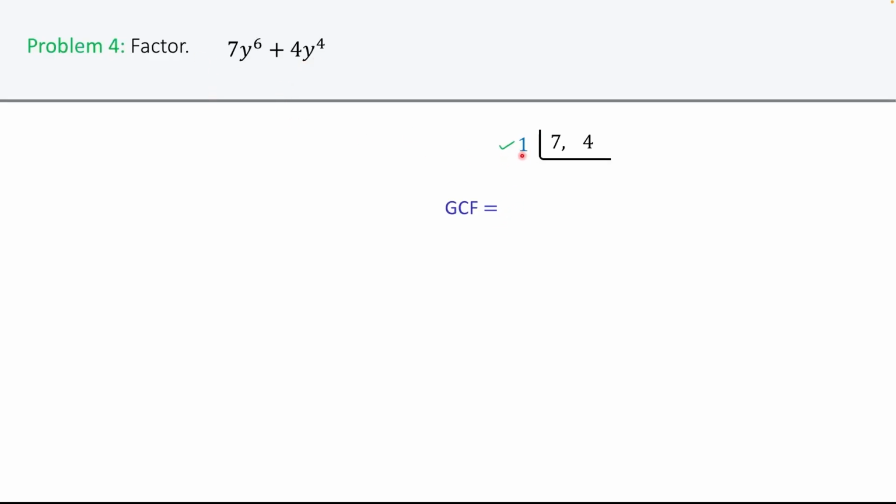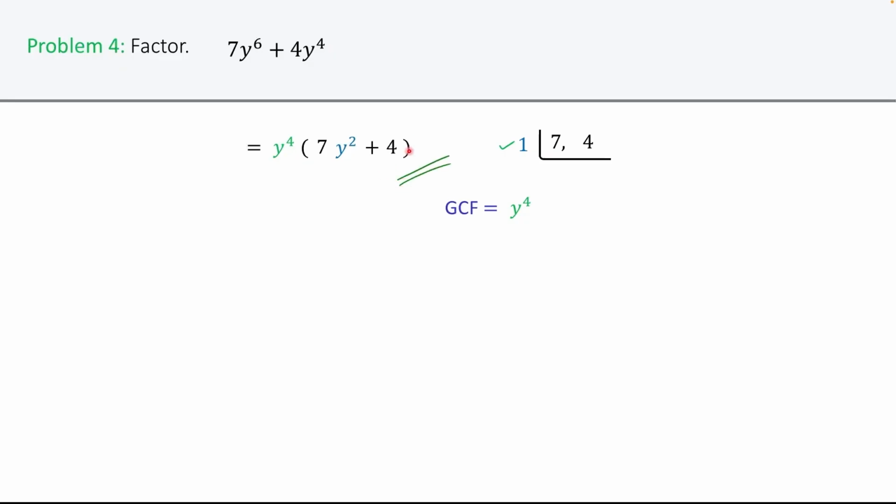So ignore the 1. Now find the GCF of the variable. You have y to the 6th and y to the 4th. The GCF is y to the 4th. Next, factor out y to the 4th. Put parentheses. Now divide each term by y to the 4th. 7y to the 6th divided by y to the 4th is 7. Y to the 6th divided by y to the 4th is y squared. Plus 4. Y to the 4th divided by y to the 4th is 4.